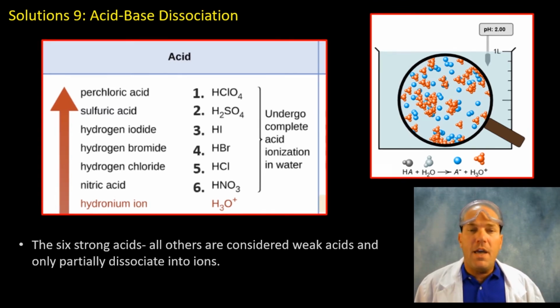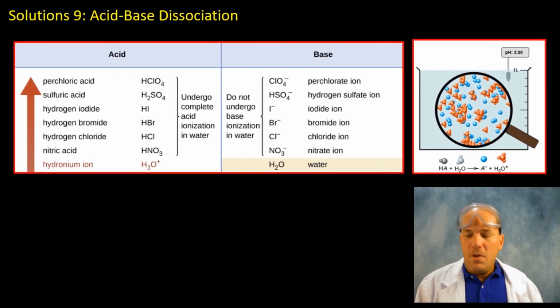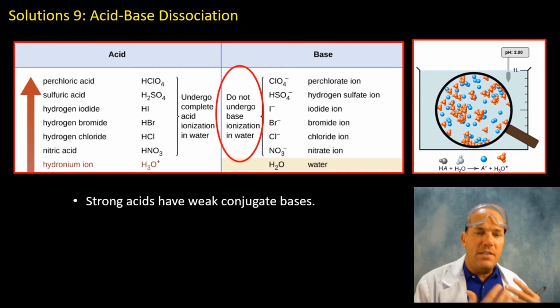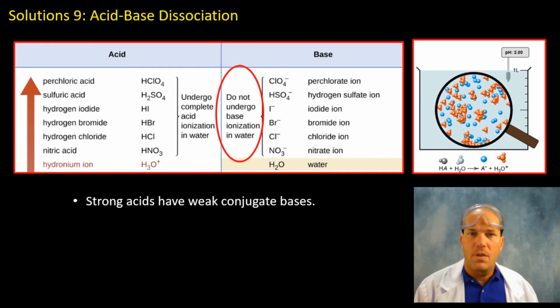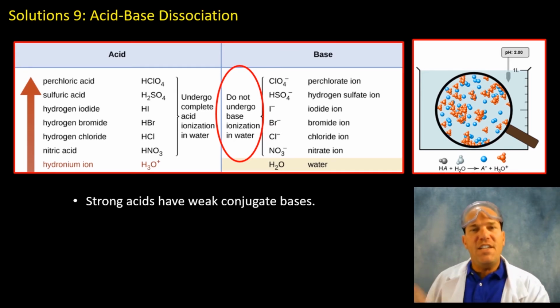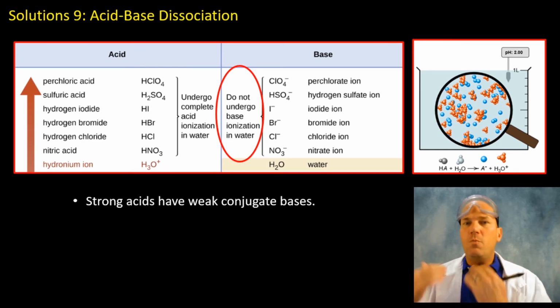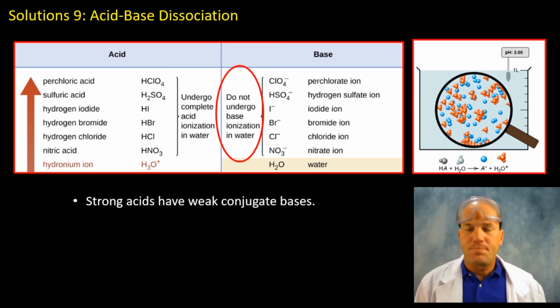So here we have a definition. Now, let us go ahead and look at the fact that when strong acids dissociate, their conjugate bases are weak. So a strong acid has a weak conjugate base.